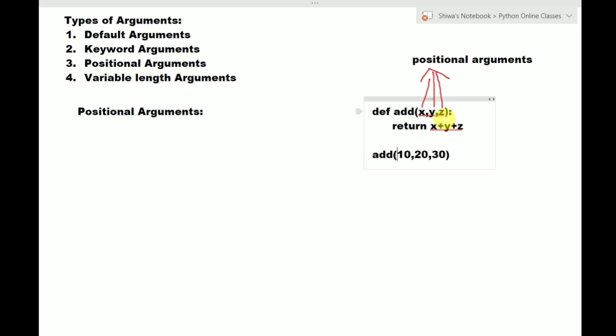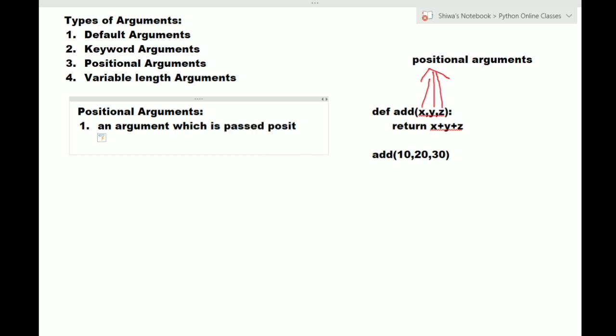An argument which is passed positionally is called a positional argument. So what is a positional argument? An argument which is passed positionally is called a positional argument. Here x, y, z are the positional arguments.